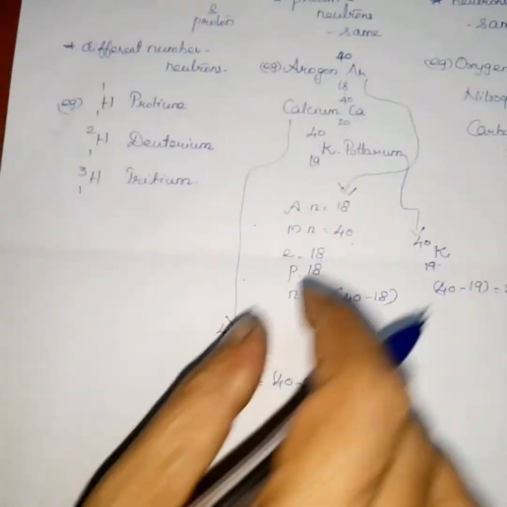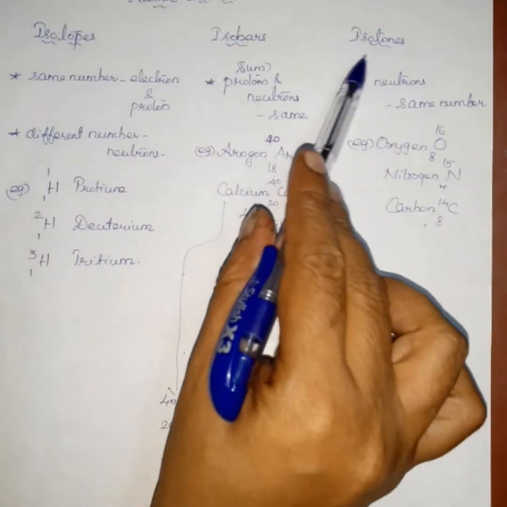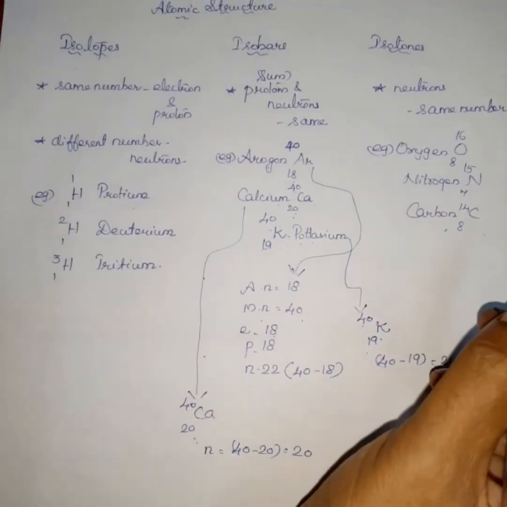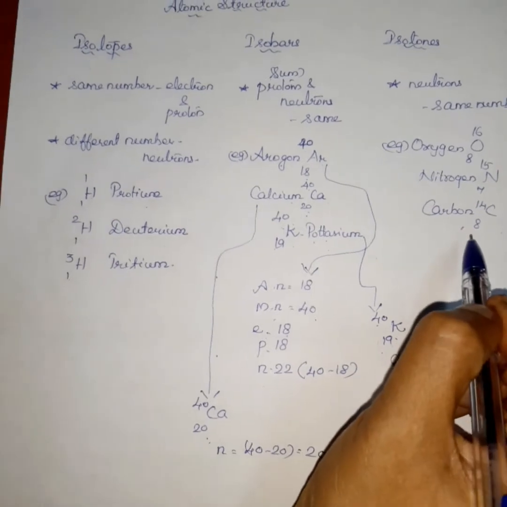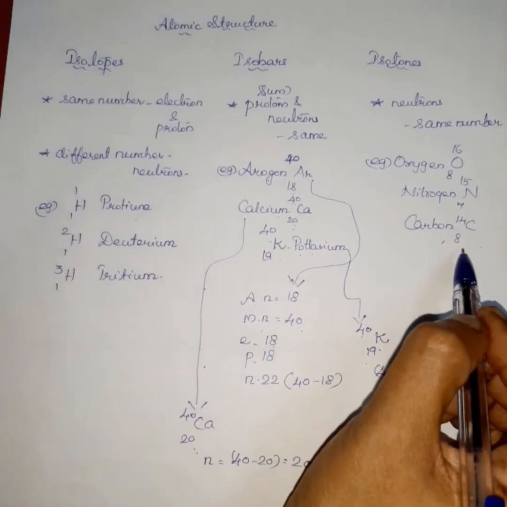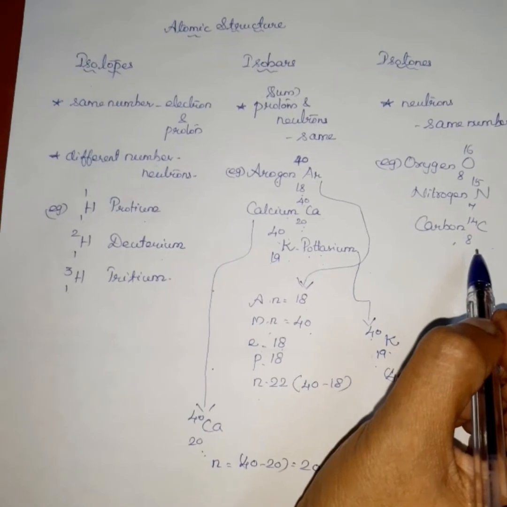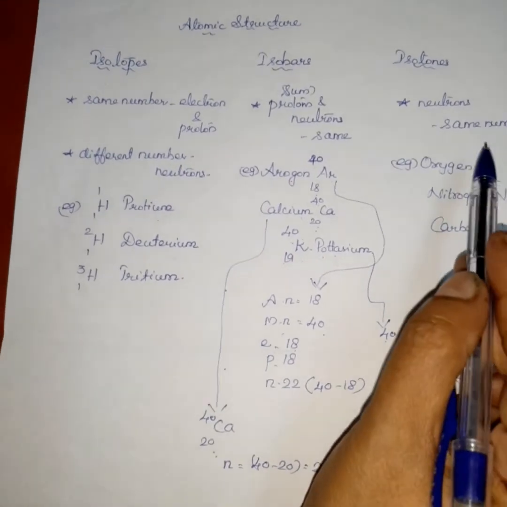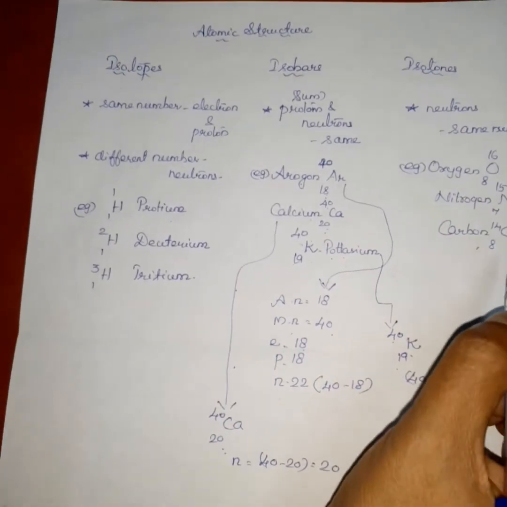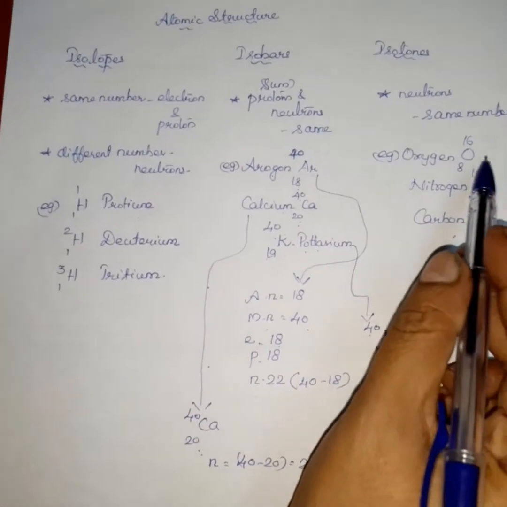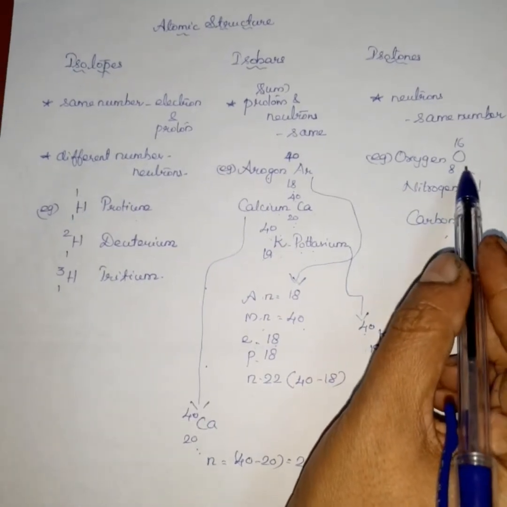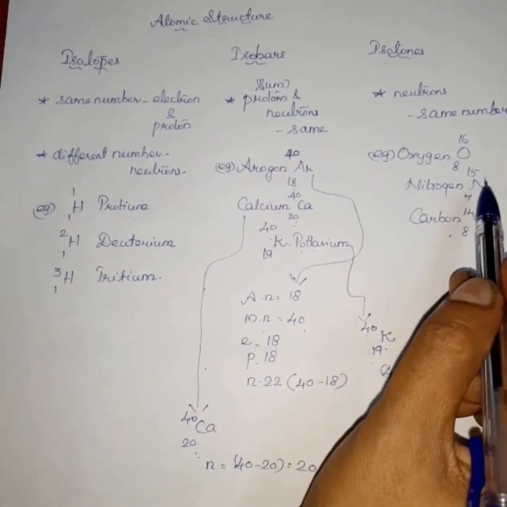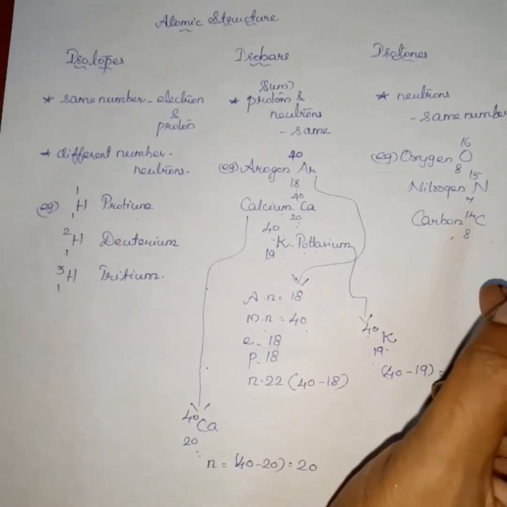Do you understand clearly? Next you are going to study isotones. Atoms having the same number of neutrons but different mass number are called isotones. For example, carbon, nitrogen, oxygen. Carbon, nitrogen, oxygen are isotones because all have 8 neutrons. How many neutrons? 8 neutrons.